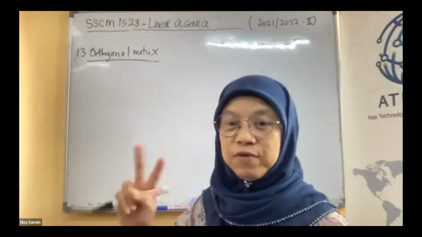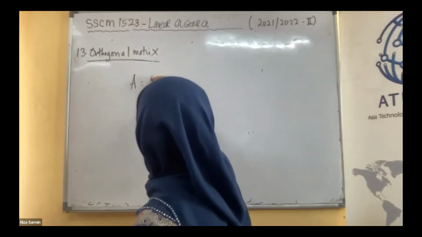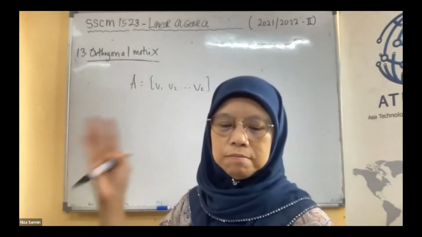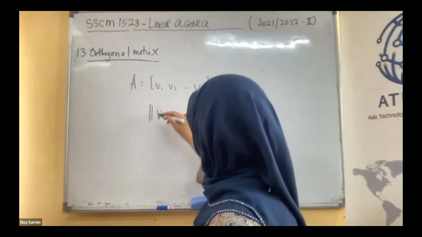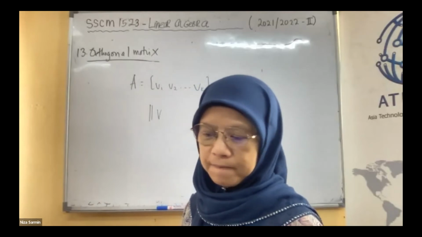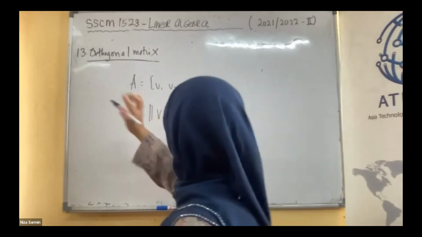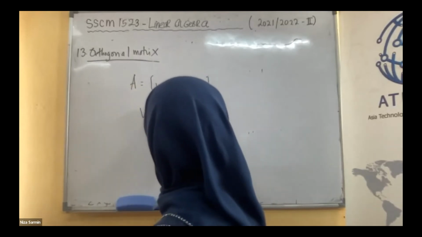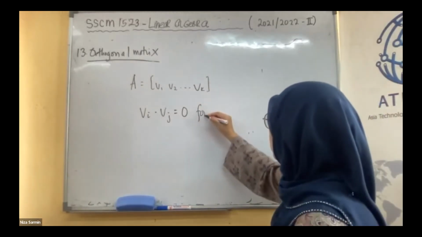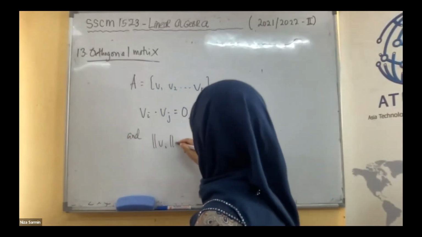Actually, there are two definitions of orthogonal matrix. First definition is that if A is a matrix with vectors as the columns, there are two things: Vi dot Vj is 0 for i not equal to j, and the norm is 1.